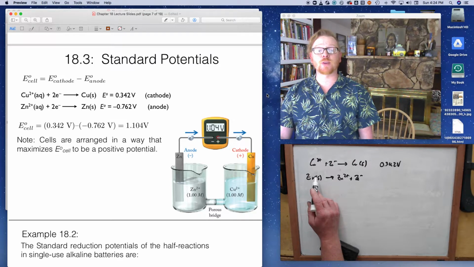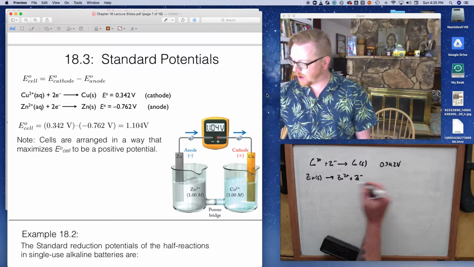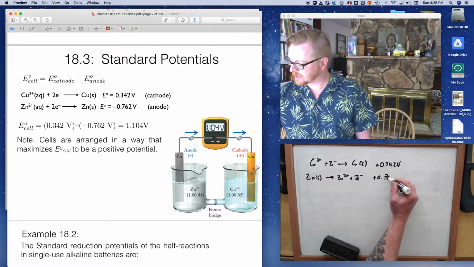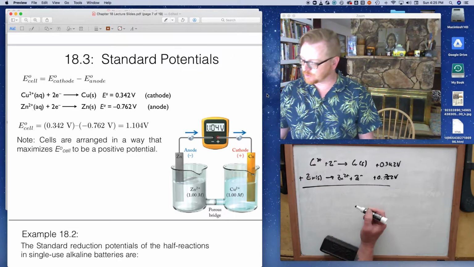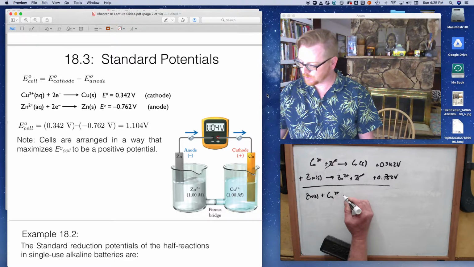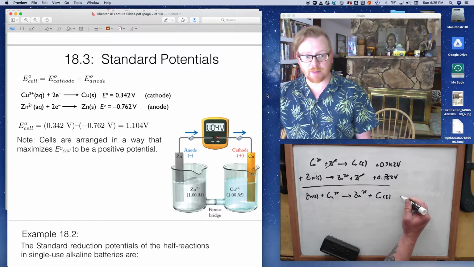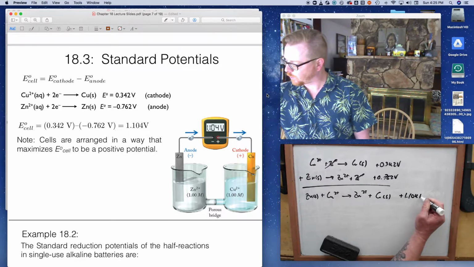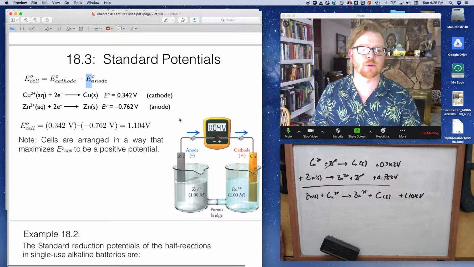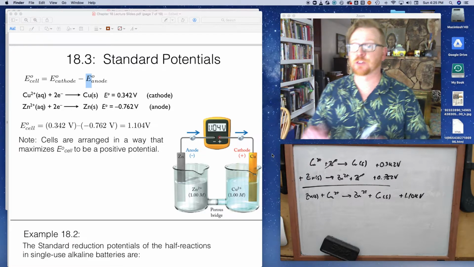So now when I flip this reaction, I flip that cell potential, okay? So now, as an oxidation potential, that's now positive 0.762 volts. And I can combine these reactions, electrons cancel, right? And I get zinc solid plus copper 2 plus makes zinc 2 plus and copper solid, and that combines those potentials, positive 1.104 volts, okay? And I arrived at the same answer as if I had used this cathode minus anode, where both species are in their standard reduction potentials. So there's two different ways to do it.